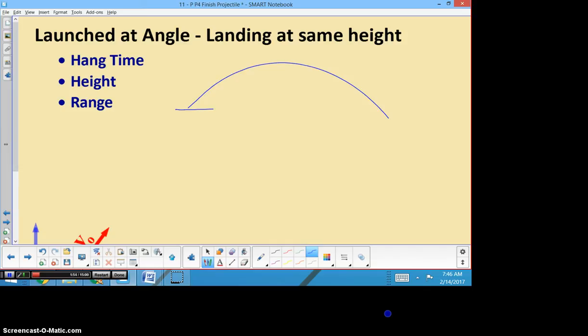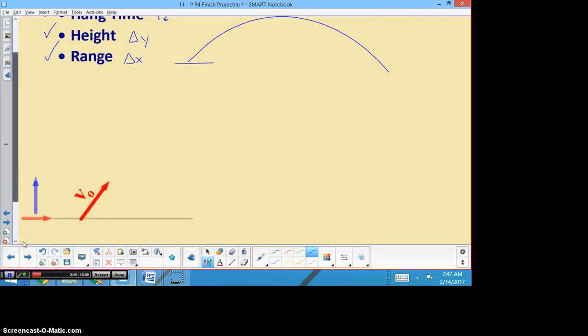So for this problem, we want to solve for three things. We want to figure out how much time it's in the air. Hang time is time up and time down. We want to find out the height that it reaches, and we want to find the range. This is how far it goes in the horizontal direction, while this is how far it goes in the vertical direction. So here's the information you're given. We're told that our launch velocity is 20 meters each second, and we have an angle of 50 degrees above the horizontal.